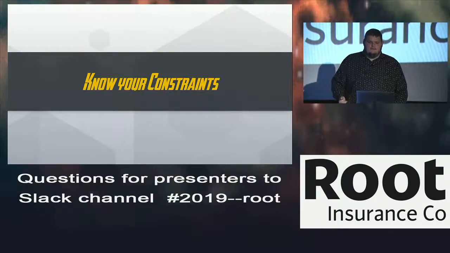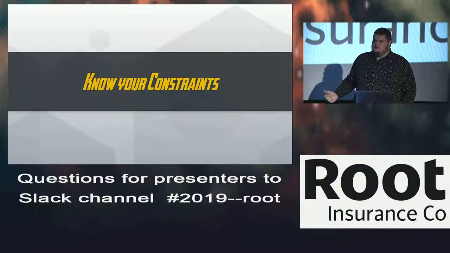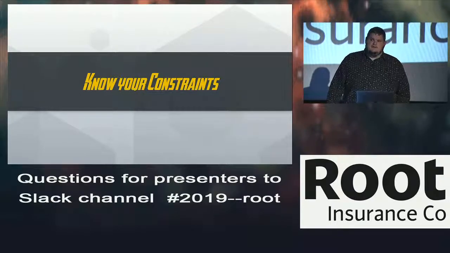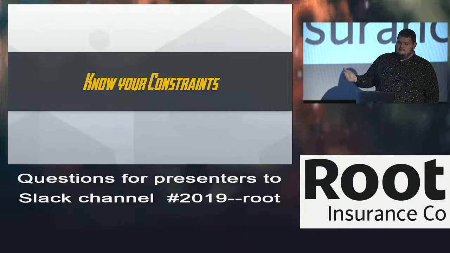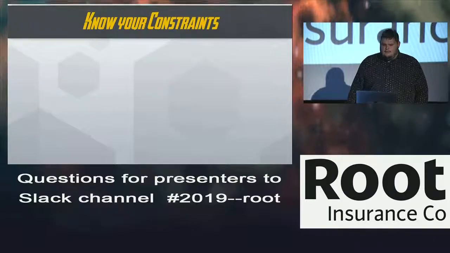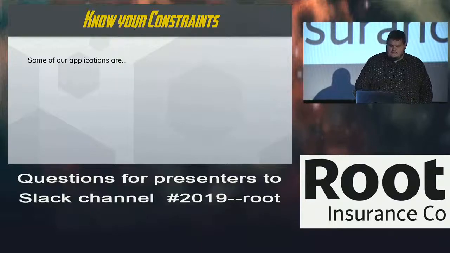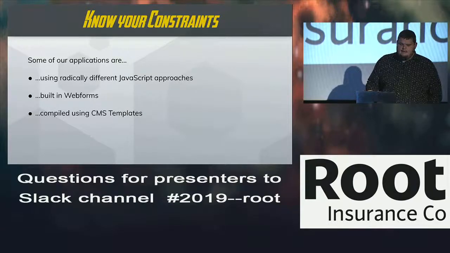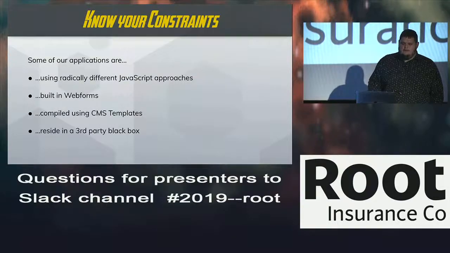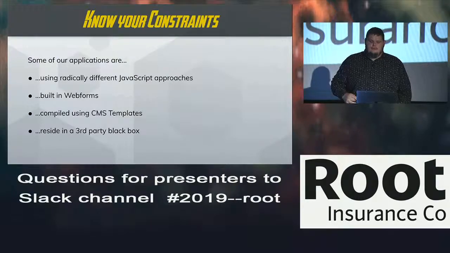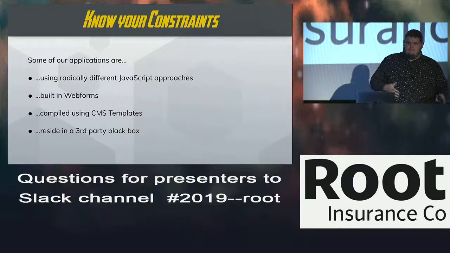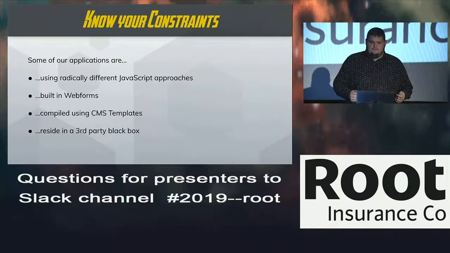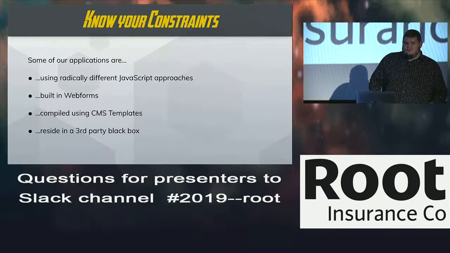So when you're defining an architecture for your team to follow, you really have to know what your constraints are. CSS and JS is a tool to solve a problem, an effective tool, but it doesn't align to our needs. And the reason for that is that some of our applications are using radically different JavaScript approaches. Some are built in web forms. Some are compiled using CMS templates. And some reside in third-party black boxes. And as it turns out, companies aren't necessarily all that willing to rewrite their current tech stack or renegotiate contracts with vendors just to implement your preferred approach of CSS.